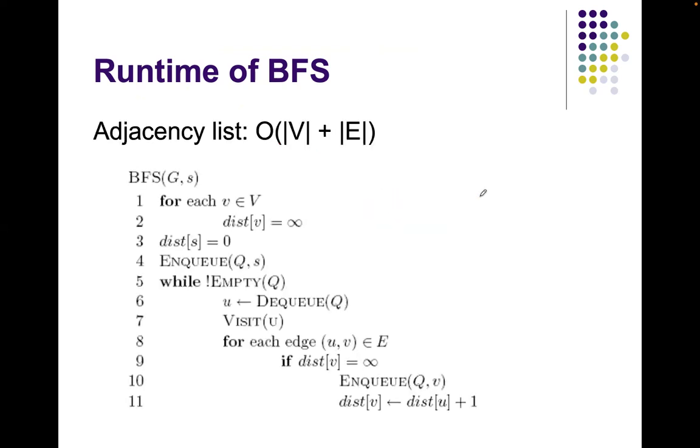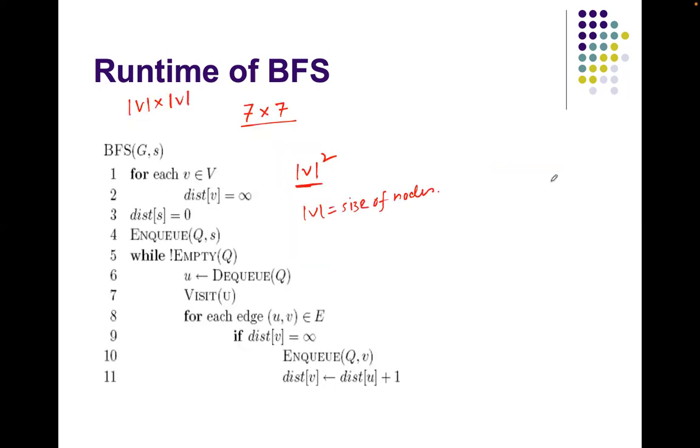But if we use the adjacency list, in that case the runtime of the BFS algorithm is going to be order of V plus... I'm sorry, the runtime is going to be order of V plus E. Here V means the number of nodes and E means the number of edges. So why does that make a difference?